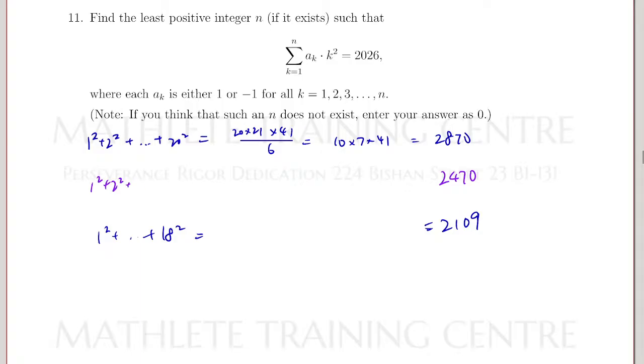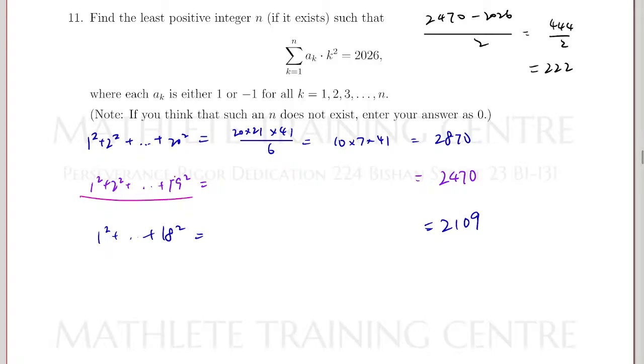That one seems to be possible because what you just need to do is to be able to flip (2470 minus 2026) over 2. If you can flip 444 over 2, which is 222, into the negatives, then you can get the correct answer. So is there any sum of squares here that add up to 222? This is the part where you do a lot of guess and check. You can do listing, you can do whatever. There's more than one answer.